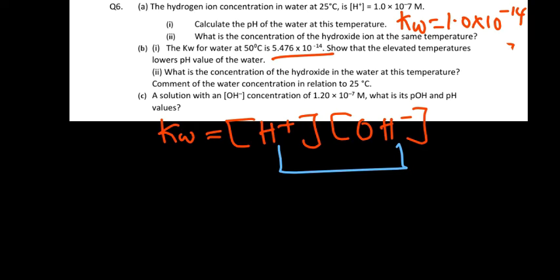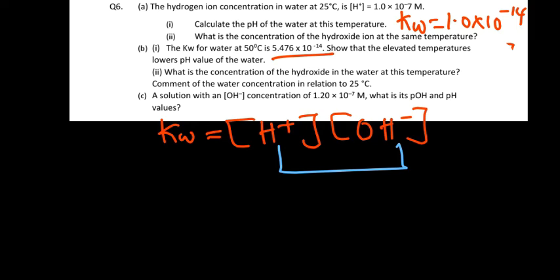And then comment on the water concentration in relation to 25 degrees Celsius. I think I already made a comment about that temperature, 25 degrees Celsius. The water was neutral. That's why the pH was 7.